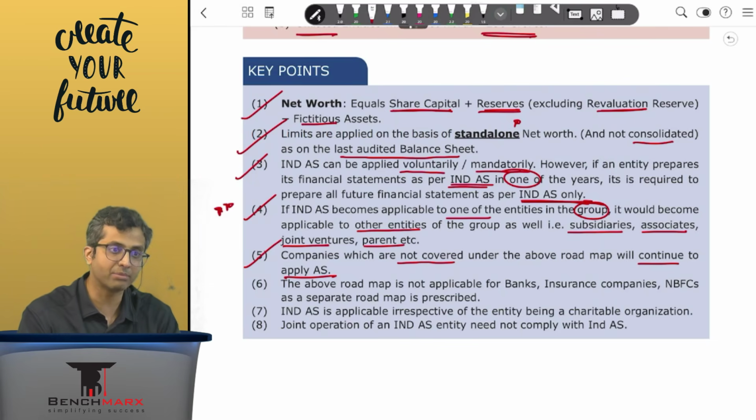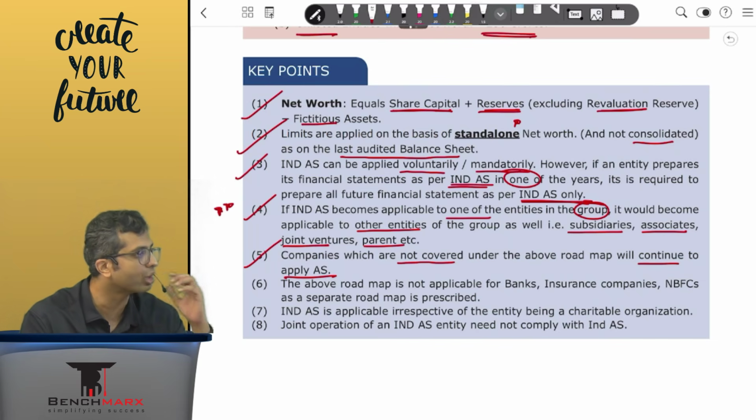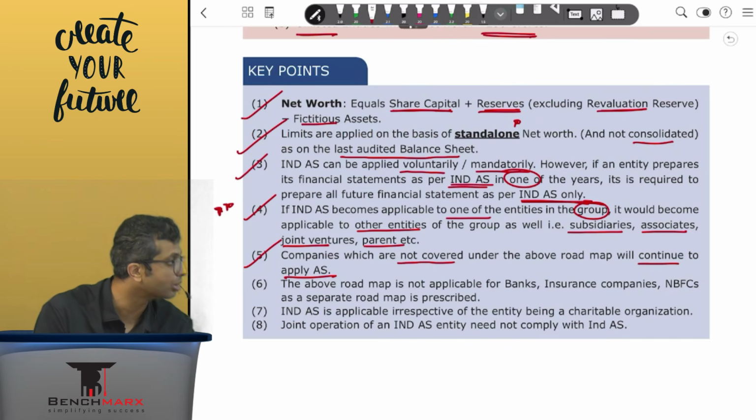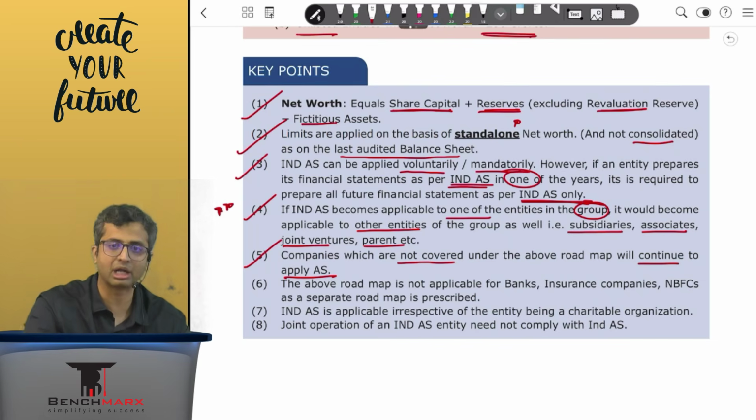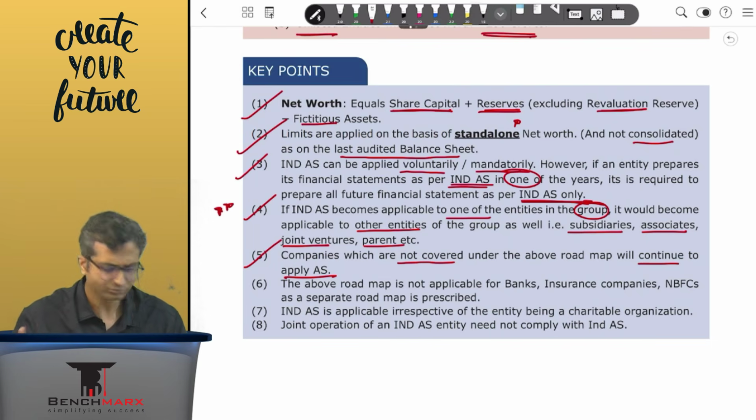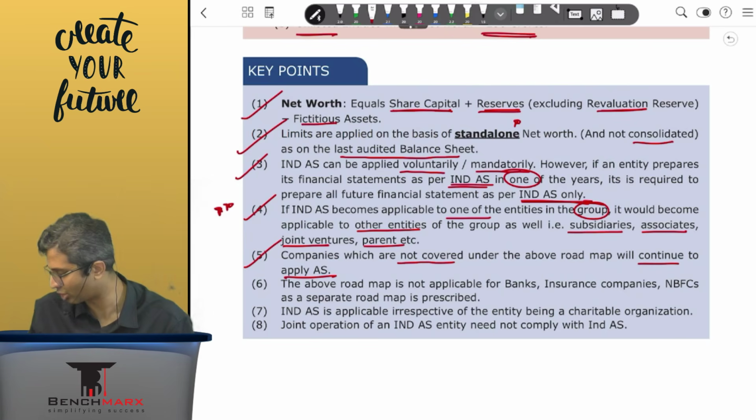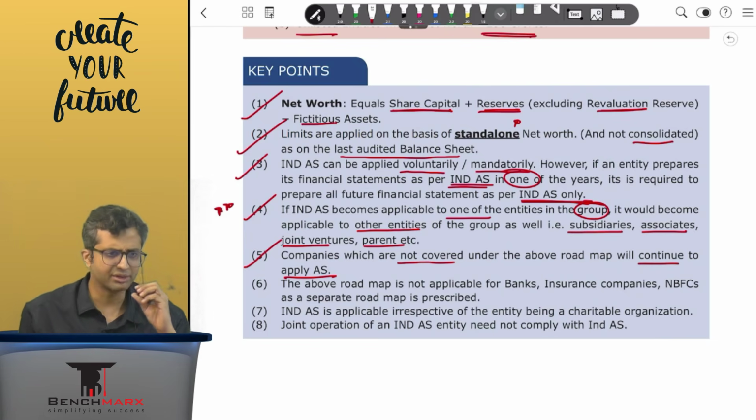A partnership firm might have more than 250 crores. They don't even have to follow AS. If they want to follow, they can follow voluntarily. They don't have to mandatorily follow, neither AS nor Ind AS. If they want to get an audit done, that's a different matter. But other than that, applicability is not mandatory. Are we clear with this?